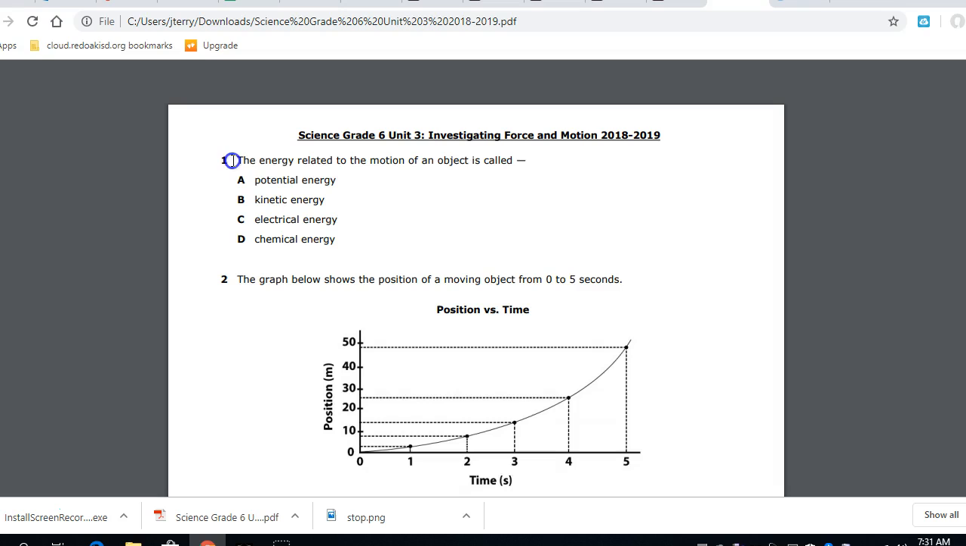Question number 1. The energy related to the motion of an object is called, is it A, potential energy, B, kinetic energy, C, electrical energy, or D, chemical energy?